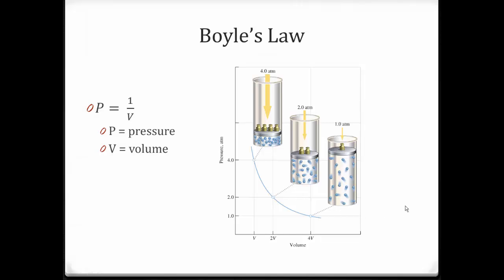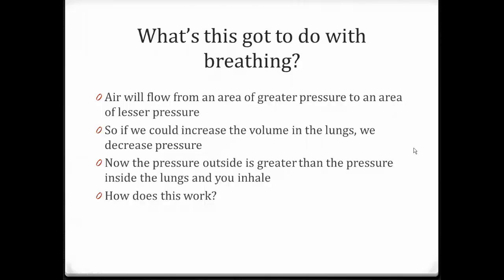And you can see that in this relationship here. As volume increases, you can see the pressure is decreasing. Or I can think of it this way: as I add more weight to the top, which is an increase in pressure, notice that the volume where the gas is decreases. Now we're going to use that in our breathing, but how does that work? Well, airflow is always going to move from an area of greater pressure to an area of lesser pressure. So if we can increase the volume in our lungs, we're going to decrease the pressure. That's Boyle's law, the opposite relationship between volume and pressure.